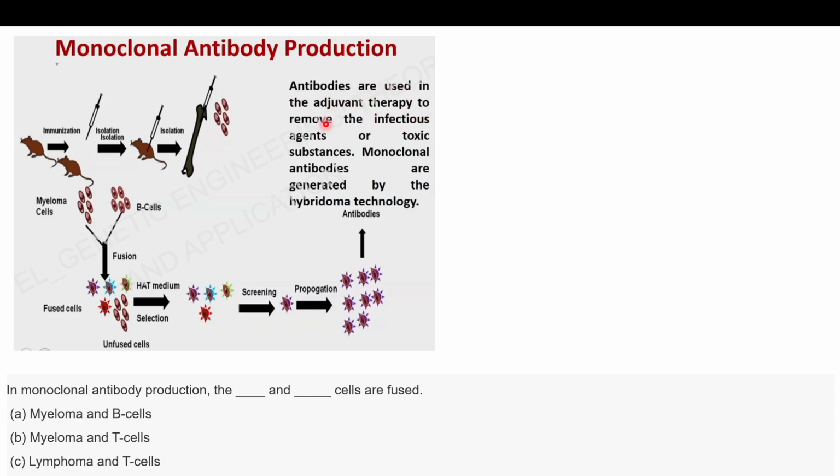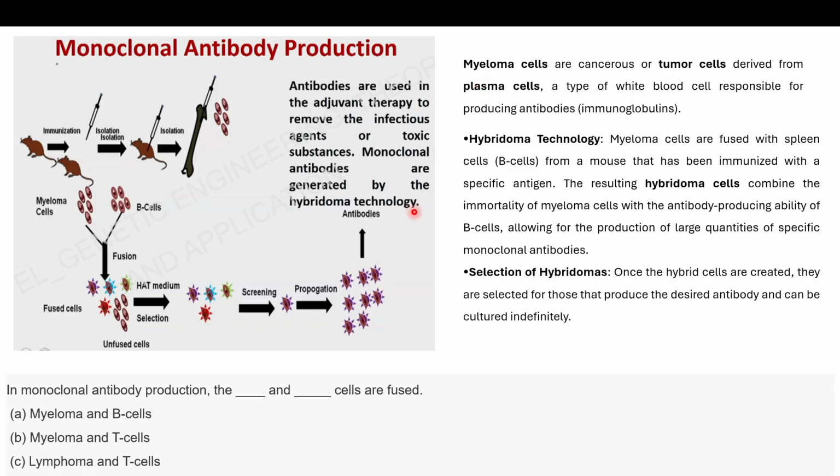Monoclonal antibodies are used in adjuvant therapy to remove infectious agents or toxic substances, and these are generated by hybridoma technology. What happens here is the proliferating capacity of myeloma cells and the immunizing capacity of B cells are used, and then these are fused to produce monoclonal antibodies. Myeloma cells are cancerous or tumor cells derived from plasma cells, a type of white blood cell responsible for producing antibodies or immunoglobulins.